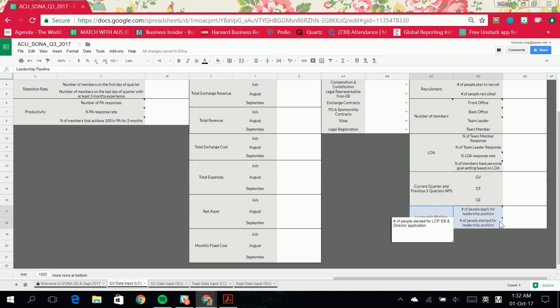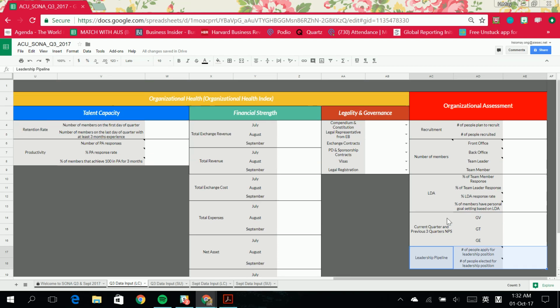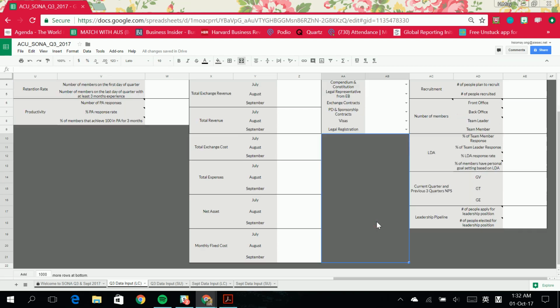And then you yourself as an LCP, make sure you fill in leadership pipeline, which means how many people actually apply for LCP, EB, and director application, and how many people actually get elected for LCP, EB, and director application. If you think that the leadership pipeline is best filled in by your VPPM, you can delegate to a VPPM. But I suggest you fill it in by yourself because right now your VPPM actually has a lot of information that needs to be filled in by them.